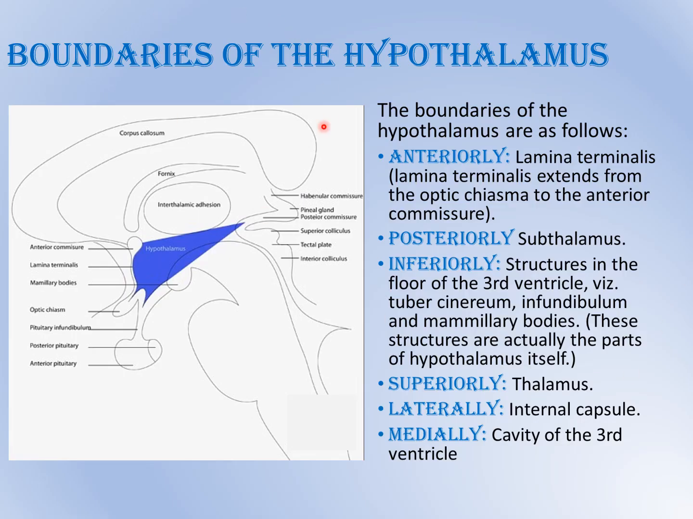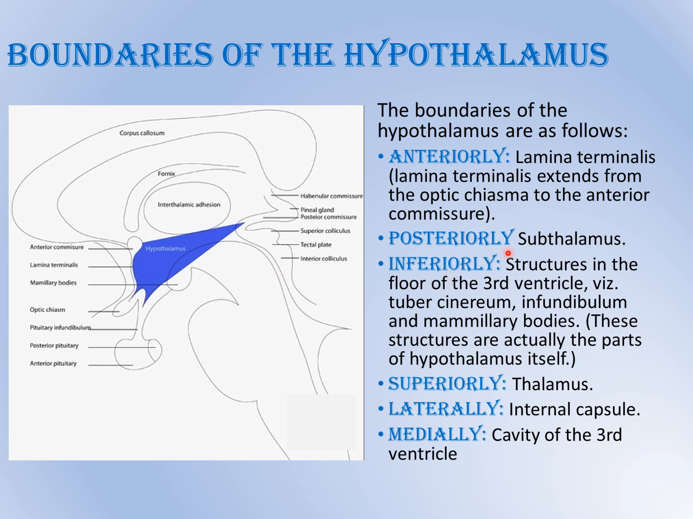So which are the boundaries of hypothalamus? Boundary of hypothalamus anteriorly: lamina terminalis extends from the optic chiasma to anterior commissure. Okay. So this one is anterior commissure and this one is lamina terminalis. So anteriorly, this is the boundary of hypothalamus, this blue color indicates hypothalamus.